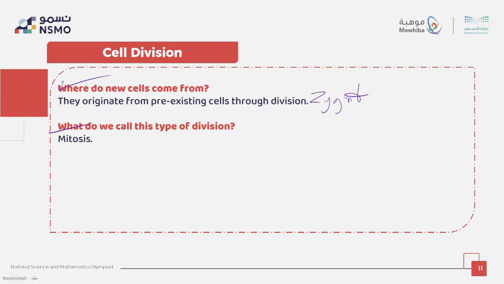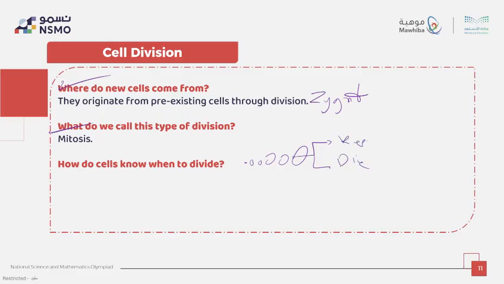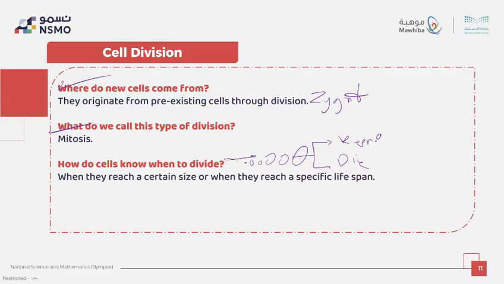Okay, keep going. How do cells know when to divide? Cells know when to divide when they reach a certain size or age. So the cell starts small, then gets bigger and bigger, and here it has two ways: whether to die or to reproduce. That's the cycle of the cell. So as we said, when they reach a certain size or a specific lifespan. And this question we answered.